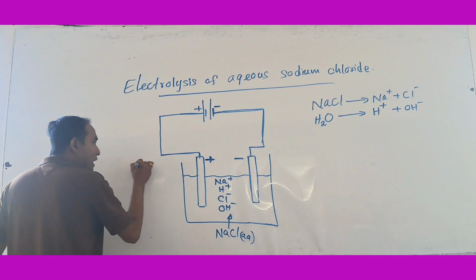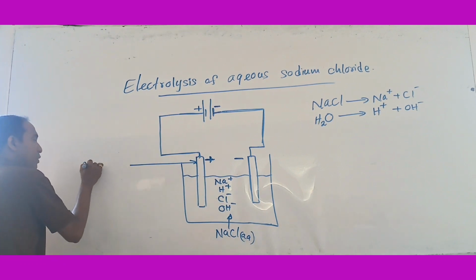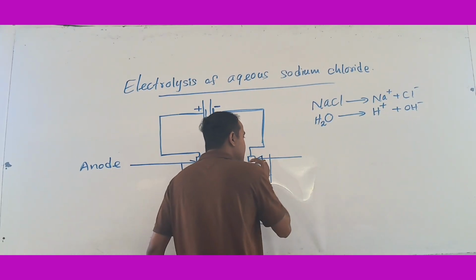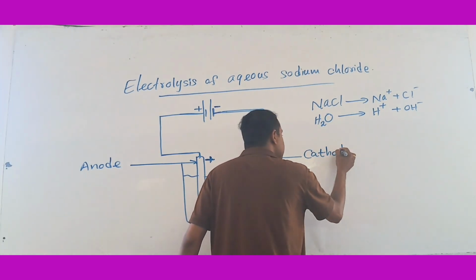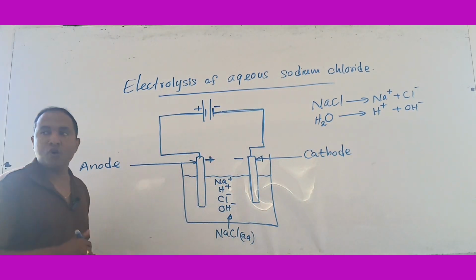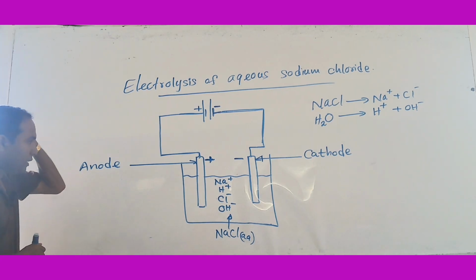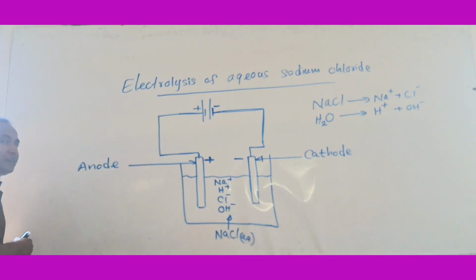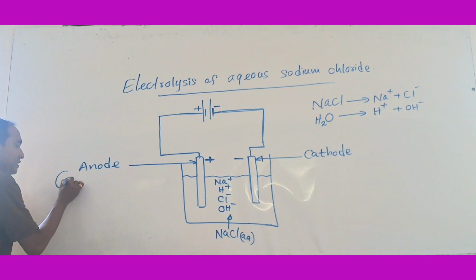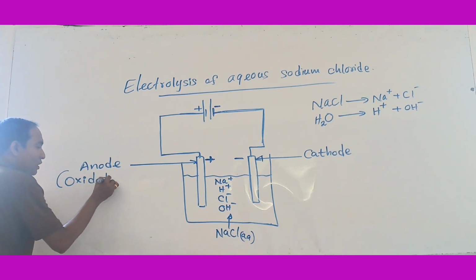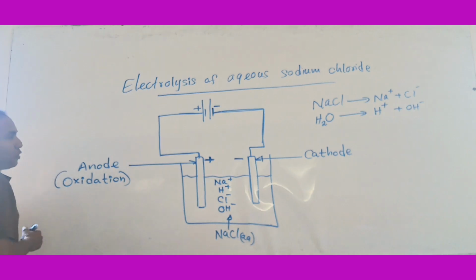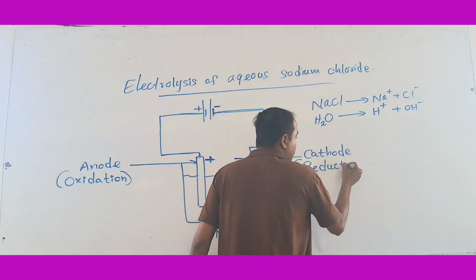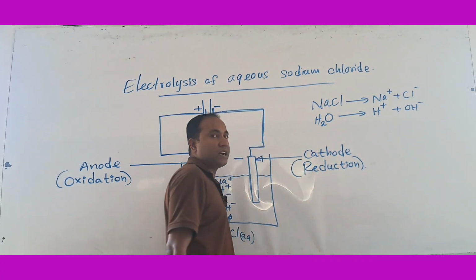Then the positive electrode is known as what? Anode. The negative electrode is known as cathode. Now you know what the anode and cathode are, no? Then tell me, what type of chemical reaction occurs near the anode? Oxidation. What type of reaction occurs near the cathode? Reduction. Oxidation and reduction.